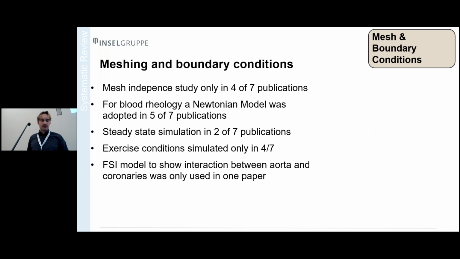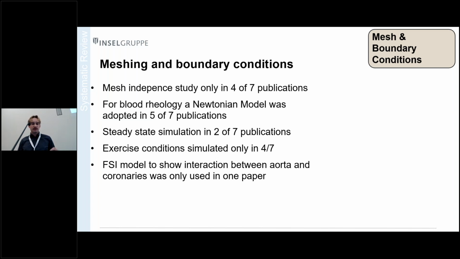For mesh, not much was reported, and mesh-independent studies were only performed in 4 of the studies. And for blood rheology, mostly a Newtonian model was used, even though blood is a non-Newtonian fluid. This is valid for normal coronary simulations. However, whether this can be applied in anomalous patients is so far not known.